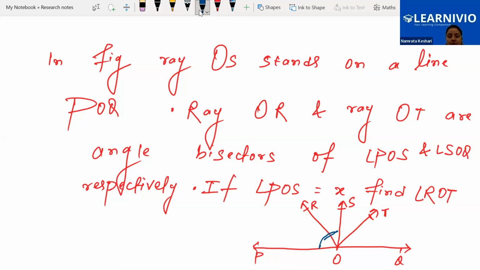it's X. Then we have to find ROT. This much we have to find. Maybe that can come in terms of X, maybe without X. Check it. What are you getting?